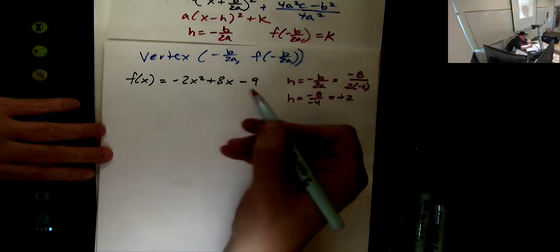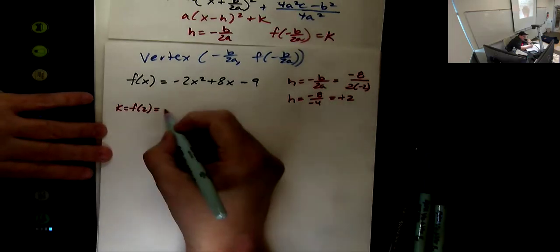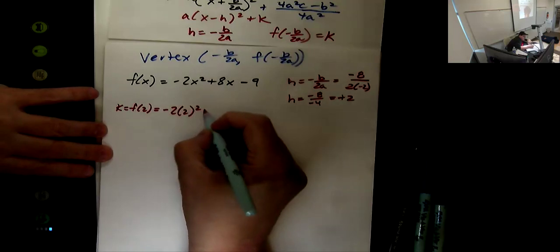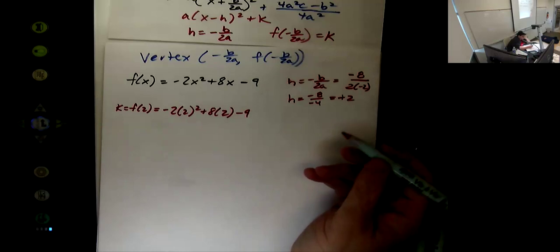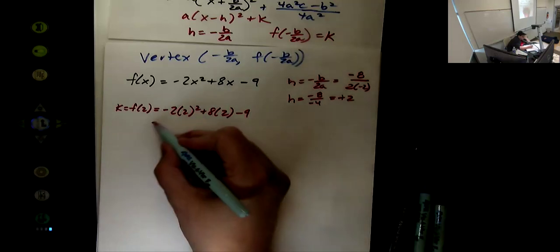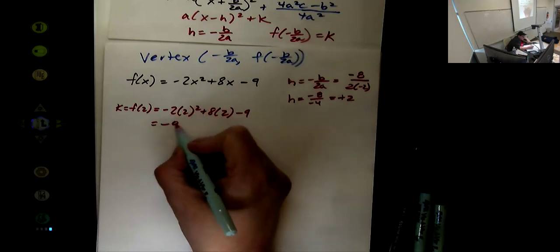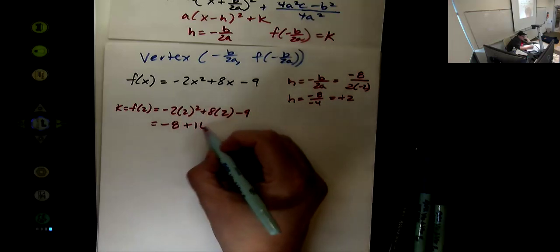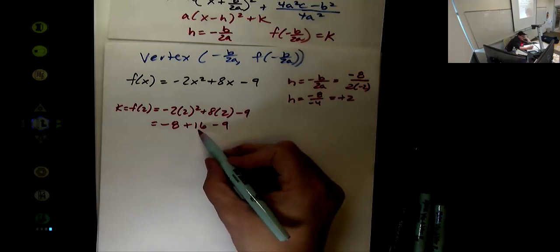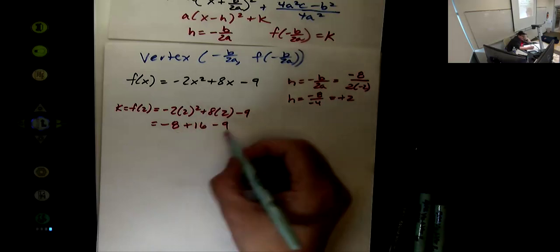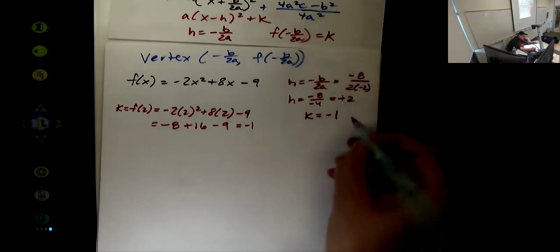And to find my K, I'm just going to stick in 2 and calculate. This is 2 squared is 4 times negative 2 is negative 8. Plus 16 minus 9. 16 minus 8 is 8. 8 minus 9 is negative 1. So my K is negative 1.